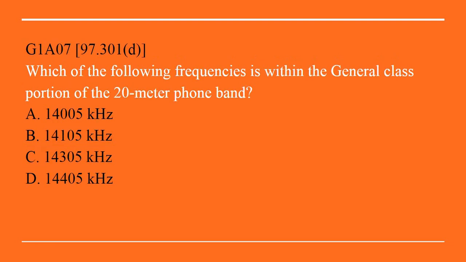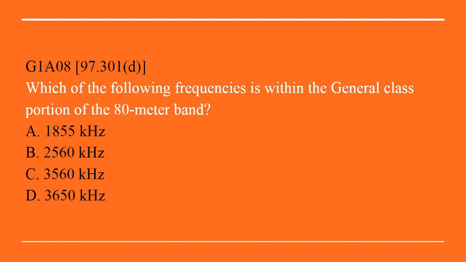G1A07. Which of the following frequencies is within the general class portion of the 20 meter phone band? A. 14,005 kilohertz, B. 14,105 kilohertz, C. 14,305 kilohertz, or D. 14,405 kilohertz. Correct answer here, C. 14,305 kilohertz.